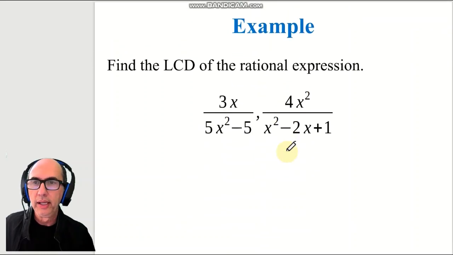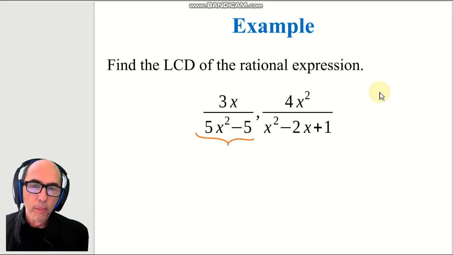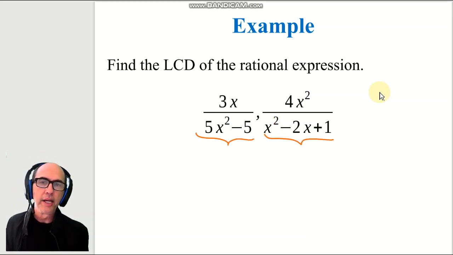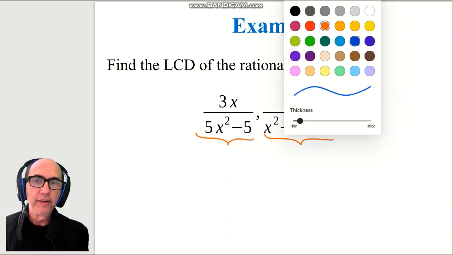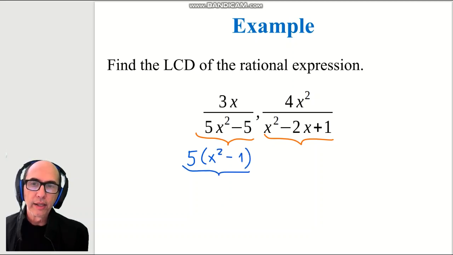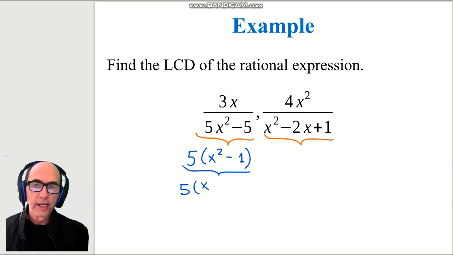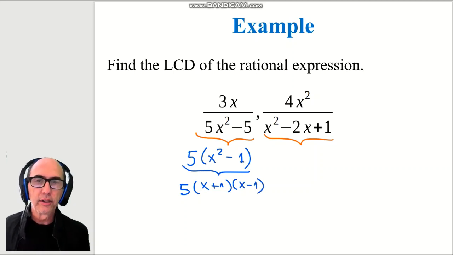Let's go back to something that might be a bit more clear. Compare only the bottom, the denominators, and factor out everything that you can. In this case, look, I think we can factor out 2 things. First, factor out the greatest common factor 5, and then factor out, because x squared minus 1 is a difference of 2 squares. That's going to be 5 times x plus 1 times x minus 1. Completely factored.